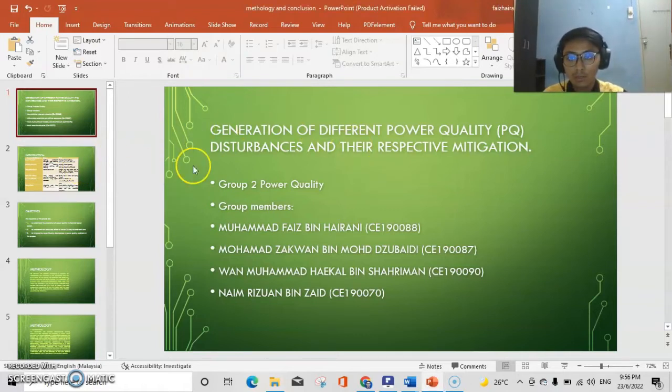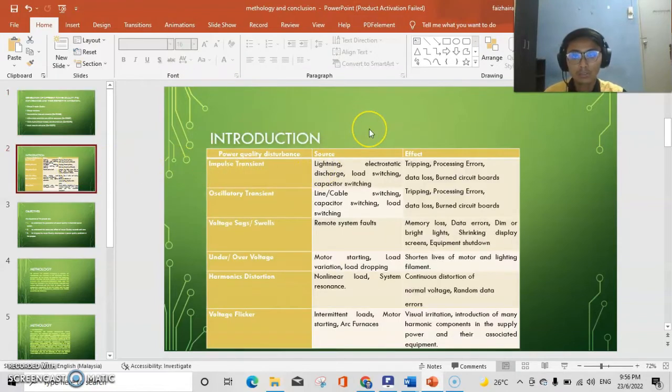So we go to the first part, which is introduction. The power quality disturbances are divided into 6 parts. The first part is impulse transient. The source is lightning, electrostatic discharge, load switching, capacitor switching. And the effect is tripping, processing error, data loss, burnt circuit boards.